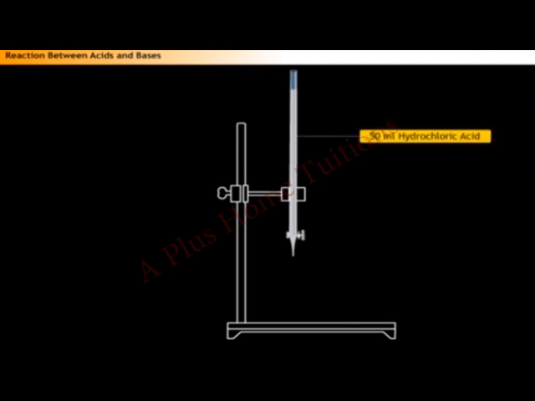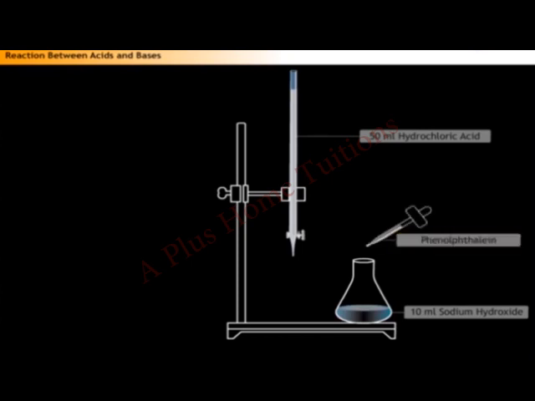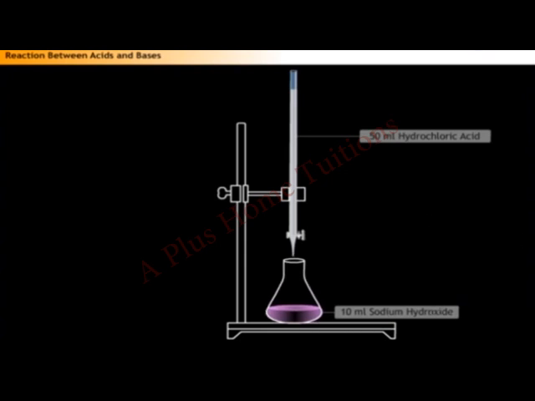Take 50 milliliter dilute hydrochloric acid in a burette and 10 milliliter of sodium hydroxide in a conical flask. Add a few drops of phenolphthalein to the sodium hydroxide solution. The sodium hydroxide solution turns pink. Now, place the conical flask below the burette. Turn the knob of the burette slowly and allow the acid to flow drop by drop into the flask. Shake the flask continuously.